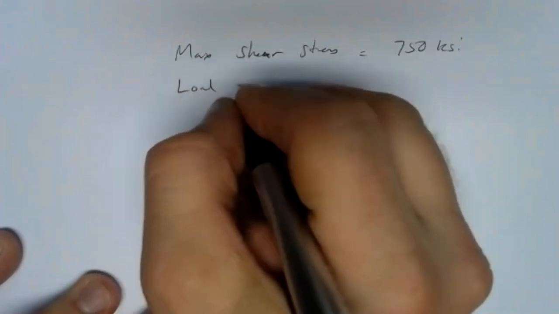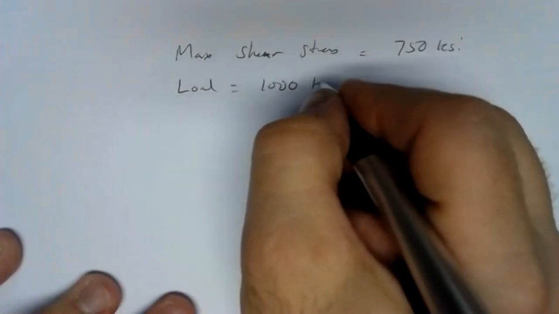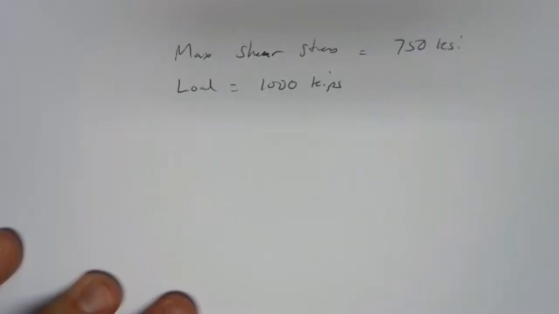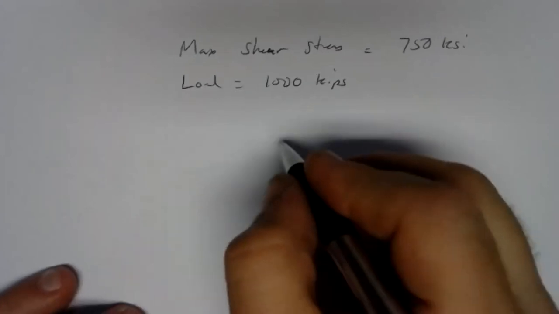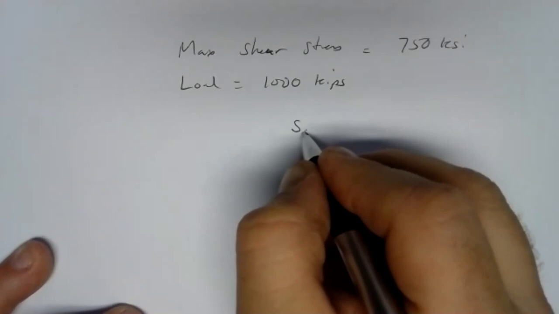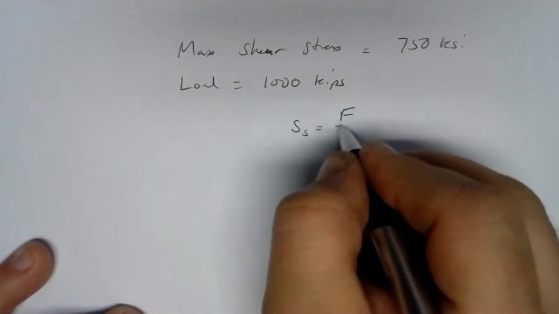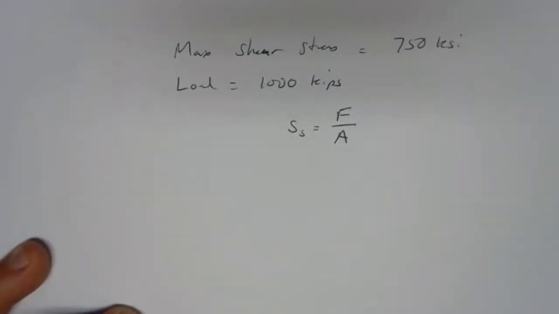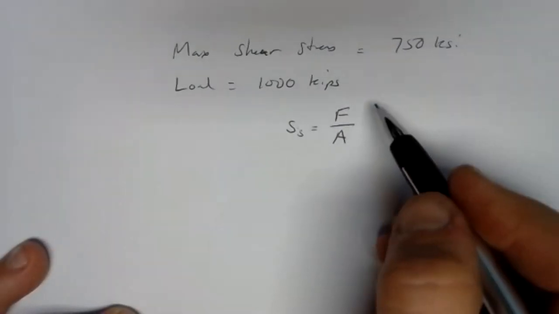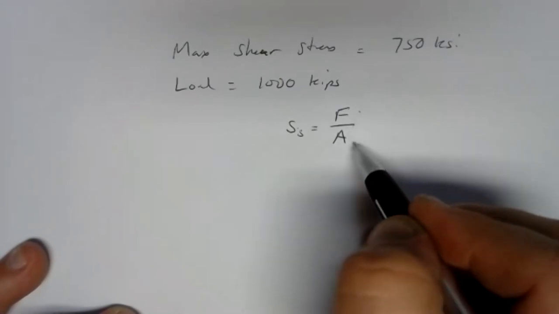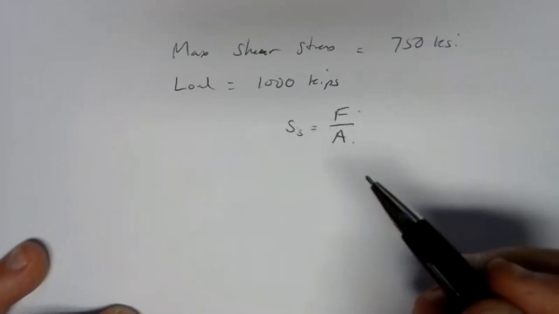So the load is 1,000 kips. That's 1,000,000 pounds. And we want to find out how many rivets we need. So the typical equation, the basic equation to run to here, is the definition of shear stress. Shear stress is force divided by area. Normally we use this to figure out the shear stress. We know how much force we're applying, we know the area, so we find the shear stress.